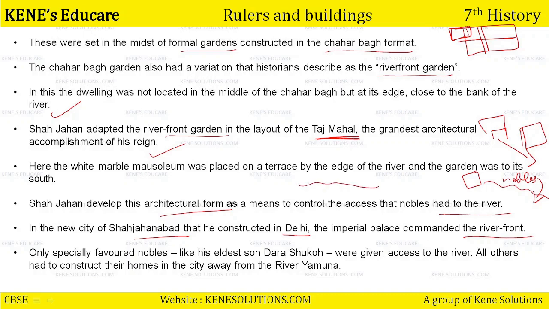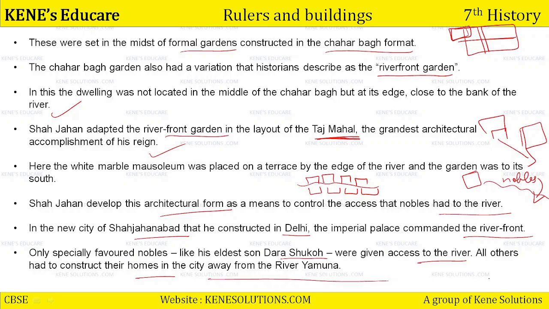So basically, if this is the river and you create a front, you create gardens on both sides of the river for the scenic view, and also so that the king can have control and supervision of what nobles are doing to the river. Only specially favored nobles like his eldest son Darashukoh were given access to the river. All others had to construct their homes in the city away from the river Yamuna.